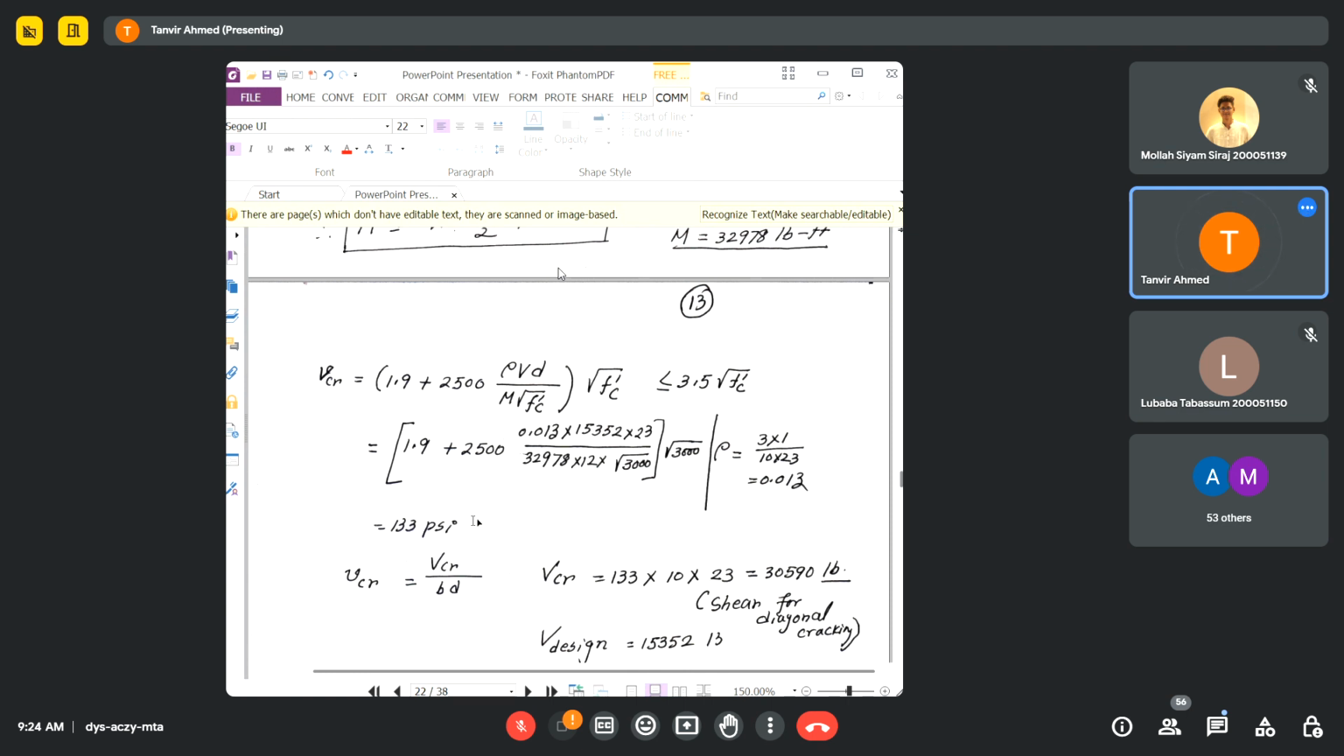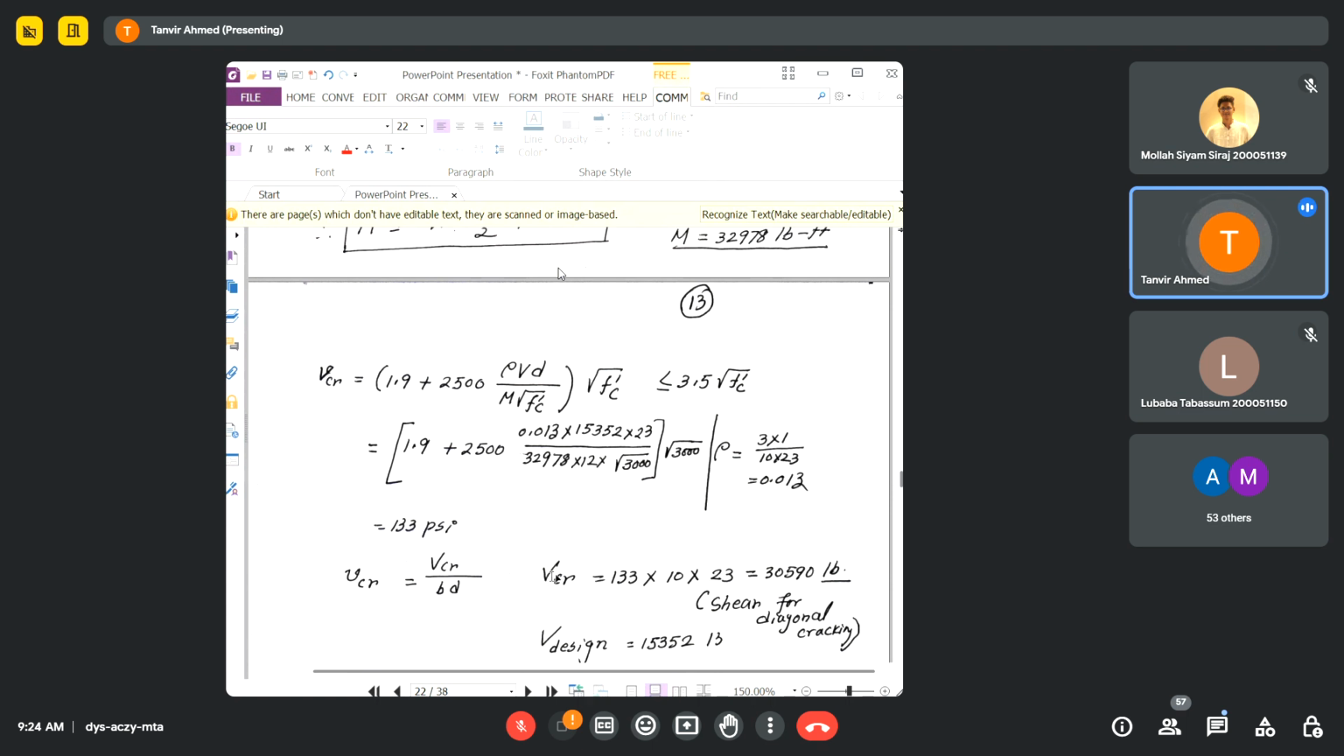Okay. Now if I want to calculate the shear force, so this is my shear strength. Then what will the shear force be? If I multiply this stress by BD, then we can get the value of shear force. So simply, 133 multiplied by B, which is 10, and D, which is 23. Multiplying that, you get the value of your shear force.